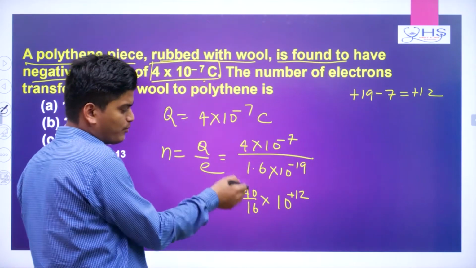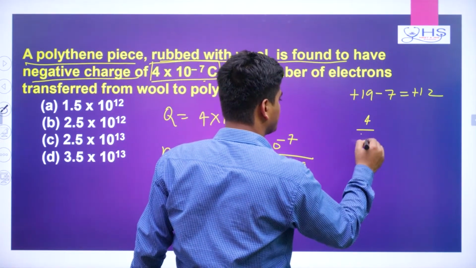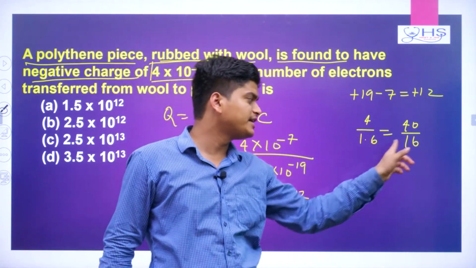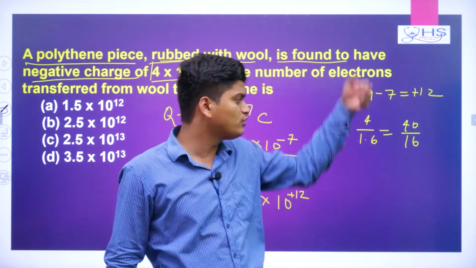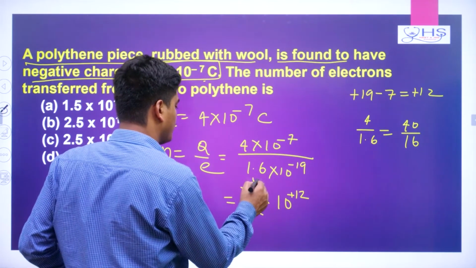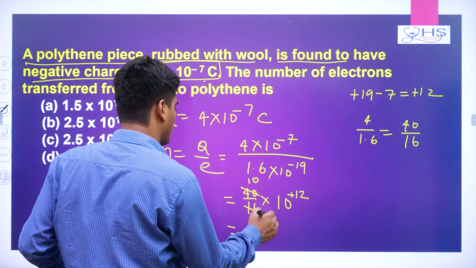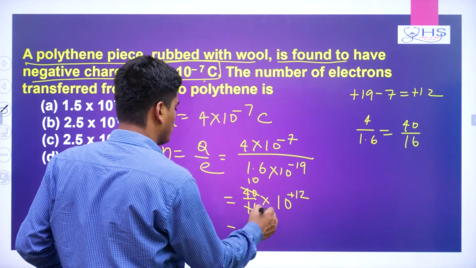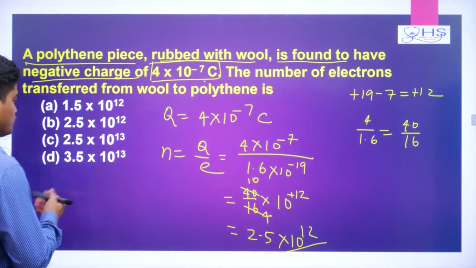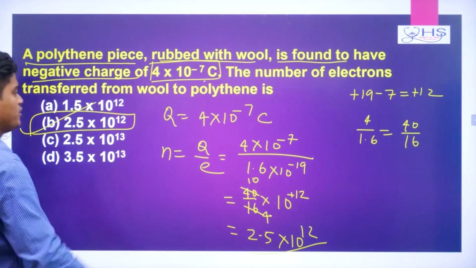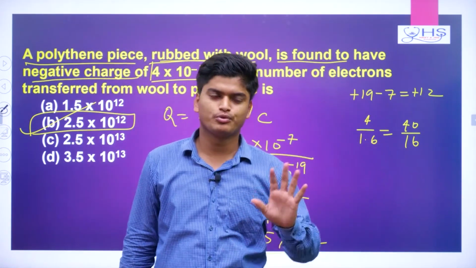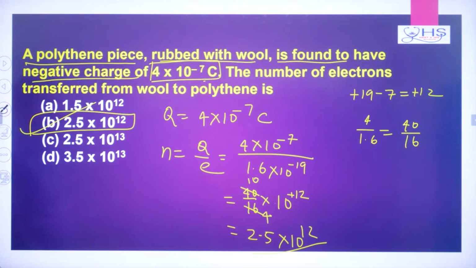And for 4 by 1.6, I can write 1.6 as 16 by 10, and the 10 goes up, so it becomes 40 by 16. If I cancel with 4, it becomes 10 by 4, which is 2.5. So 2.5 into 10 to the power 12. The answer is option B, 2.5 into 10 to the power 12. You can also check that 40 by 16 comes to around 2.5. This is the idea you need to solve.